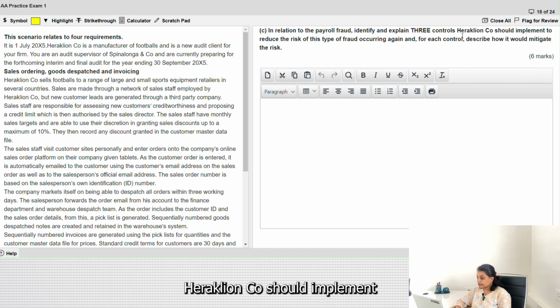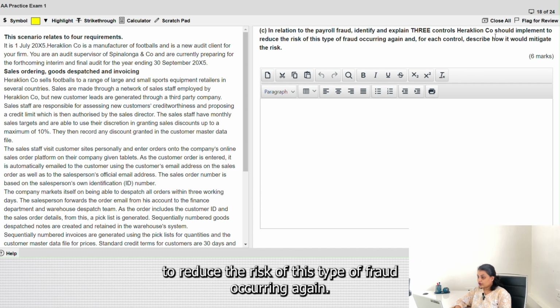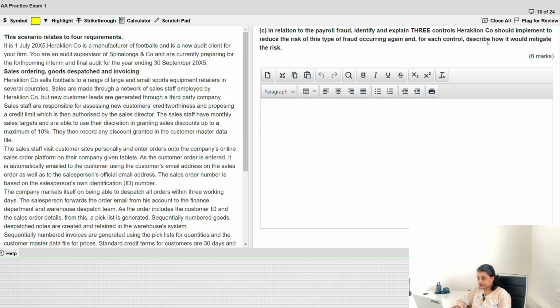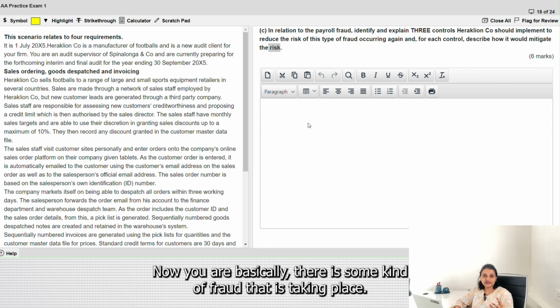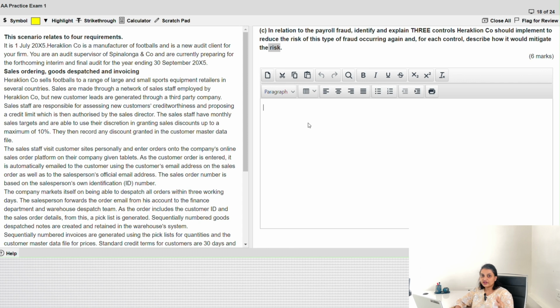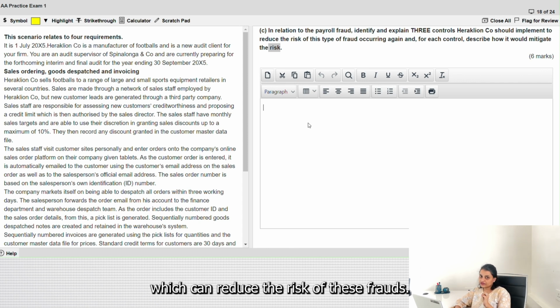Herculean Co. should implement to reduce the risk of this type of fraud occurring again, and for each control describe how it would mitigate the risk. Now here basically there is some kind of fraud that has taken place. So all I need to do is identify or state 3 controls which can reduce the risk of these frauds. Payroll fraud.